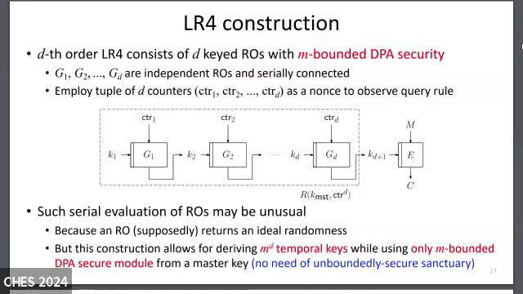And here is our proposal. This order D LR4 consists of D keyed random oracles with M-bounded DPA security. Here, G1 to GD, independent random oracles, are serially connected. We employ a tuple of D counters as a nonce. This is essential for our leakage model and security proof to observe query rules. The highlight of this construction may be the serial evaluation of ROs. It may be unusual because an RO evaluation is supposed to output ideal randomness. However, this construction allows deriving M to the power of D temporal keys while using only M-bounded DPA secure modules instead of an unbounded secure module.